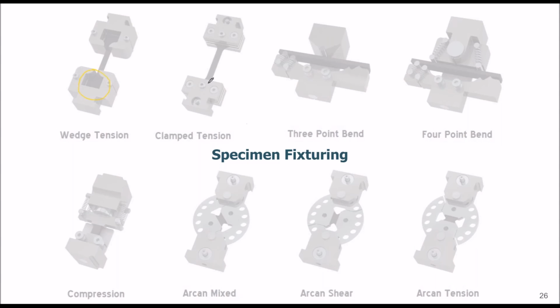We have a clamp tension, which is a pretty modular, a pretty flexible grip. You're capable of clamping just about anything. The bending fixtures that you're probably familiar with, compression platen, and here we have the Arcan. This is the same grip. It's just kind of shown 3 times here to show you the different angles, but this is all in one.